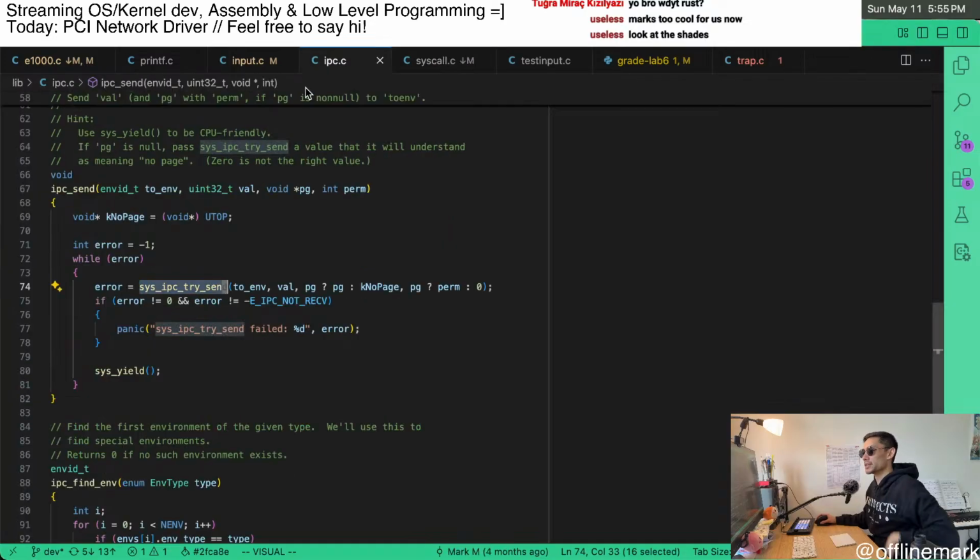Okay, so we can attempt to launch an IPC message at another process. If it was not listening for one, then all we do is return with an error, and that gets passed along. And so if this was not 0 or not that specific error, we panic. But if it was not ready to receive, then we just loop and try again. Or if it succeeded, we yield.